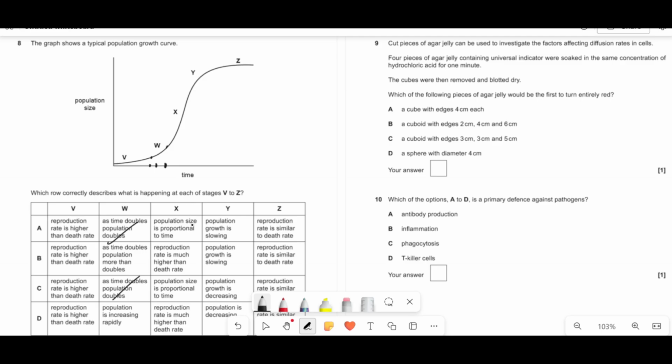So next, if we look at X, here reproduction rate is much higher than death rate. That is true. Otherwise, it would just kind of be like here.